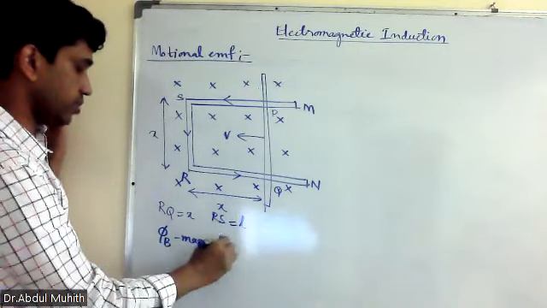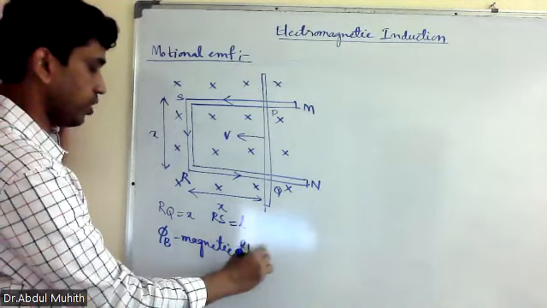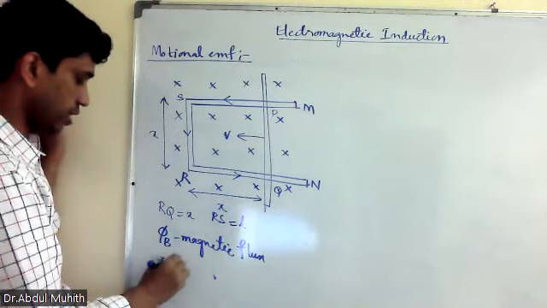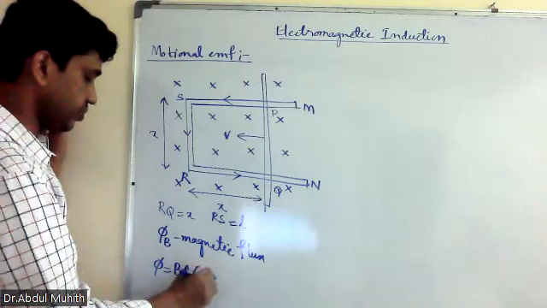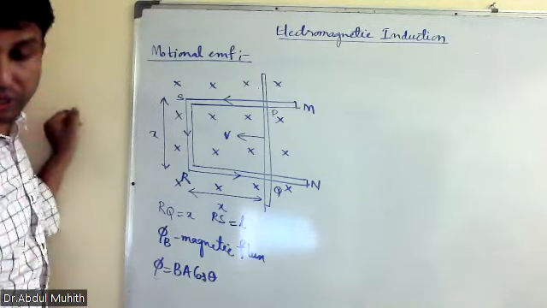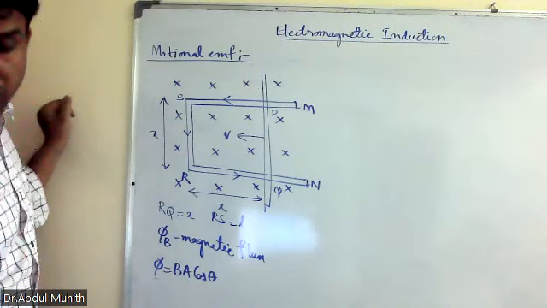Phi b is magnetic flux. What is the magnetic flux formula? The magnetic flux formula is phi b is equal to B dot A, B dot A cos theta. B dot A or B into A. We write here B into A cos theta.